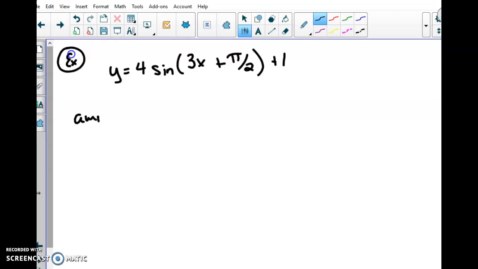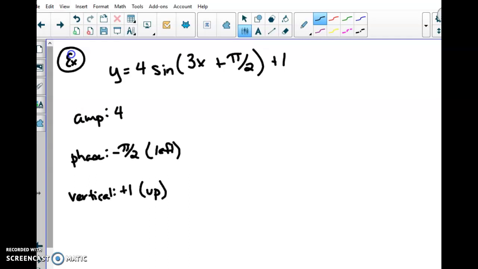So our amplitude is going to be 4. Our phase shift is going to be negative pi over 2. So it's going to be going left. Our vertical shift is going to be a positive 1, which is going to represent up. And then, like I said, the tricky one is our number of waves or our frequency.